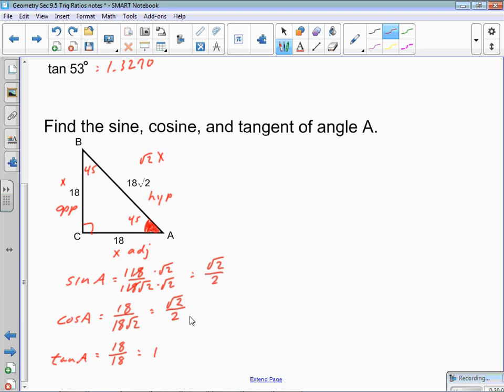So anytime we have an isosceles right triangle, these are the values we should get for sine, cosine, and tangent. Square root 2 over 2, square root 2 over 2, and 1. All right, questions? Anybody?